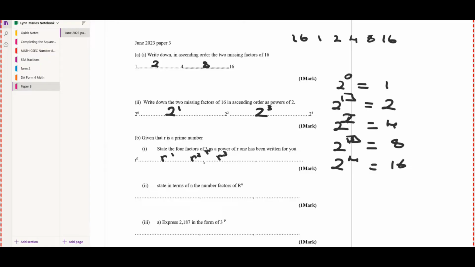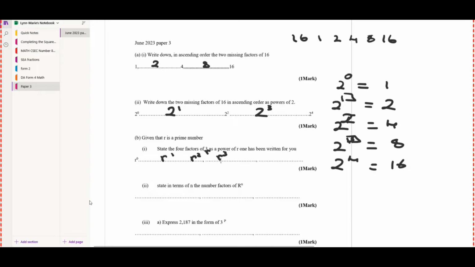How would you figure that out? By comparing. You need to see the pattern and the relationship between what they have been asking you and how you would find this. If they tell you to have 4 factors of r to the power of 3, we look at this and see that your power was increasing by 1. So we use the pattern from above to find this: r to the power 0, r to the power 1, r to the power 2, and r to the power 3. And that is your answer.